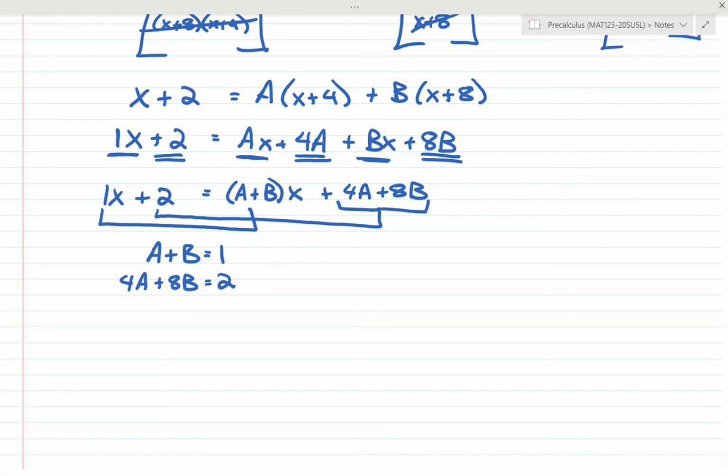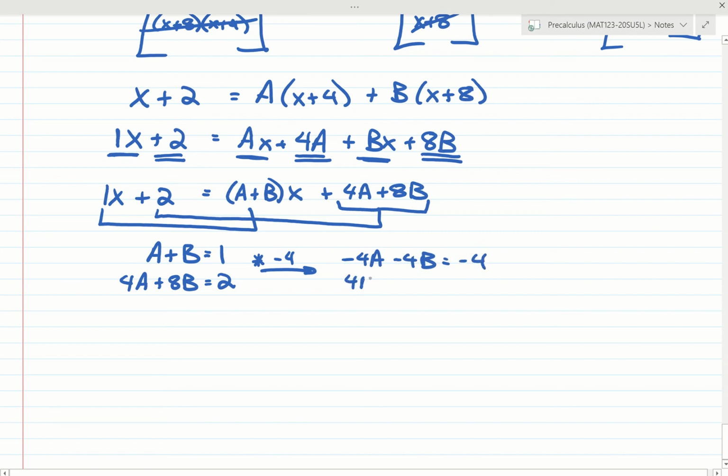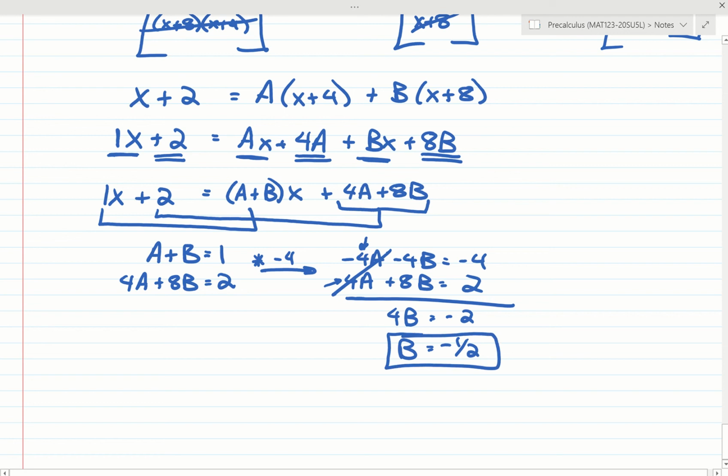This was really just algebra. So let's solve this using multiplication or elimination. I'll multiply the top by -4, so we could eliminate. The a's cancel. Remember, with elimination, we're always adding. We're looking to get the same number, but opposite sign. So we get that b is -1/2. If b is -1/2, we could just plug it back in and figure out what a is.